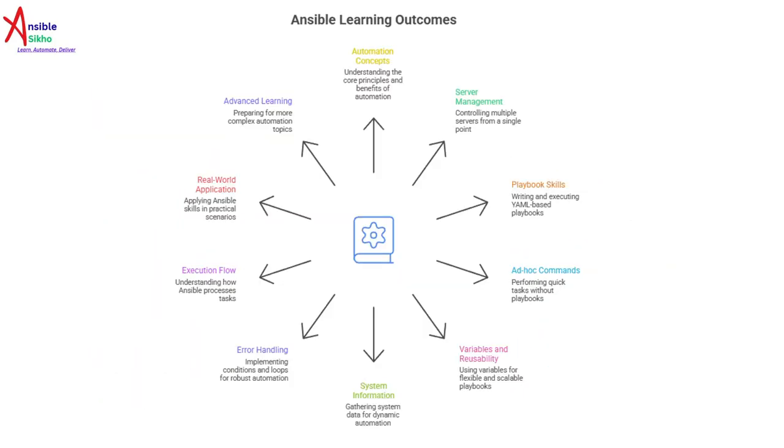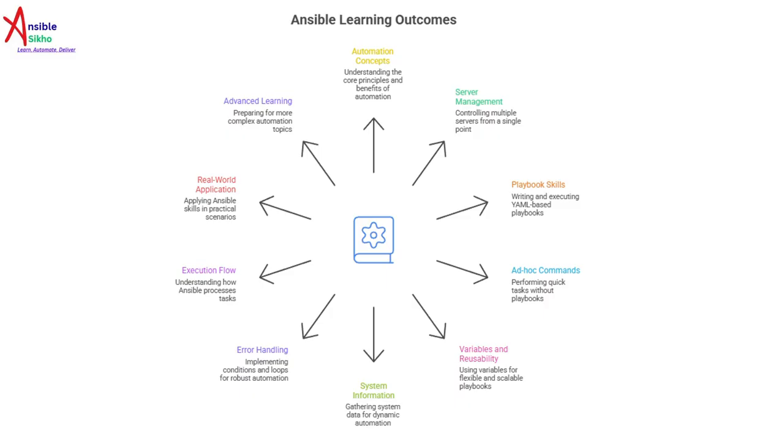Now we will see the Ansible learning outcomes. What are the outcomes if you learn this skill? After completing the basic Ansible learning, you will be able to automate day-to-day infrastructure tasks confidently. You will understand how automation works, how Ansible communicates with the target node, and how to write reusable automation code in the form of a playbook. Most importantly, you will stop thinking like a manual operator and start thinking like an automation engineer.